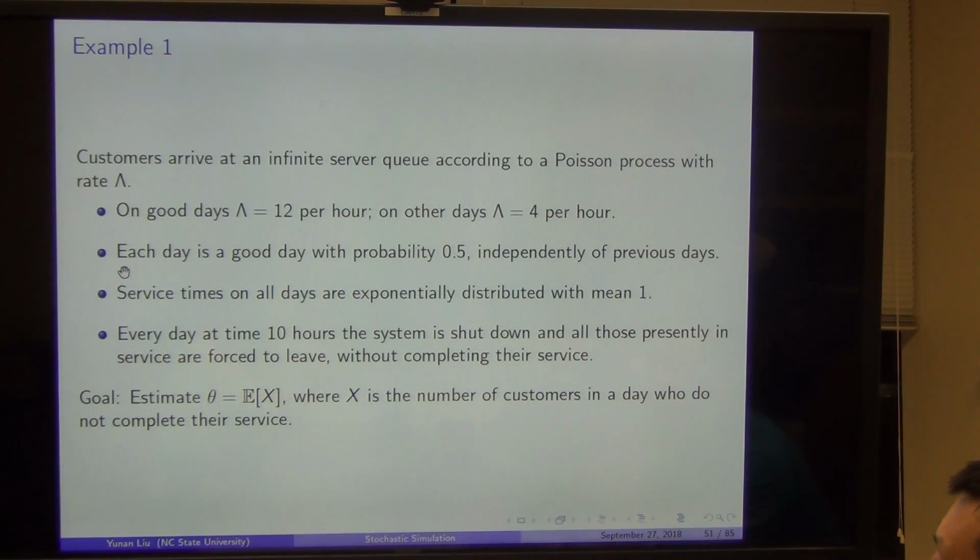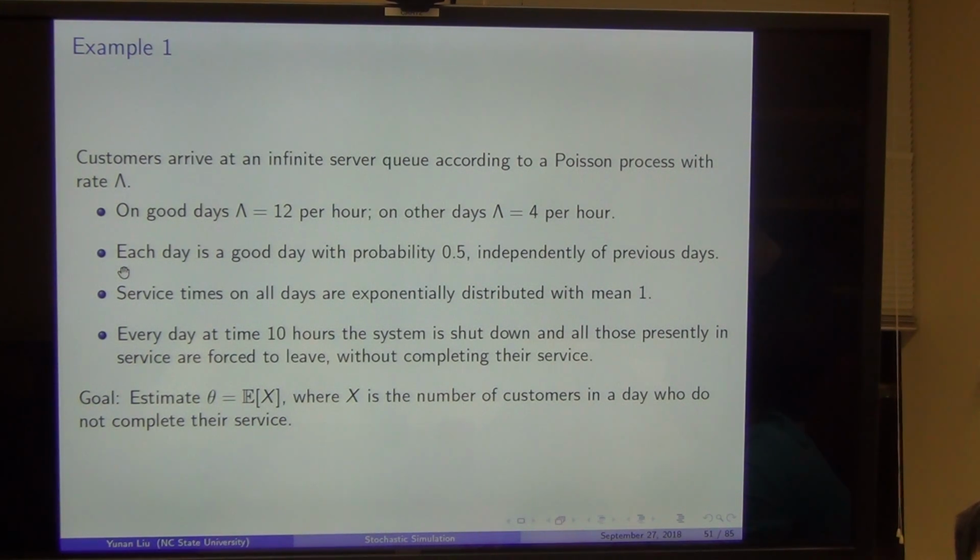So every day at time t equals 10, the system is shut down and all those customers presently in service are forced to leave without completing their service. Let's say at t equals 10 we stop service, removing all the customers. Estimate theta equals E[X], where X is the number of customers in a day who do not complete their service. Basically, we are estimating the expected number of customers who arrived by time 10 but are still in service, before they complete service. They haven't completed their service, but they arrived. So this is a queue length function of an infinite server queue.